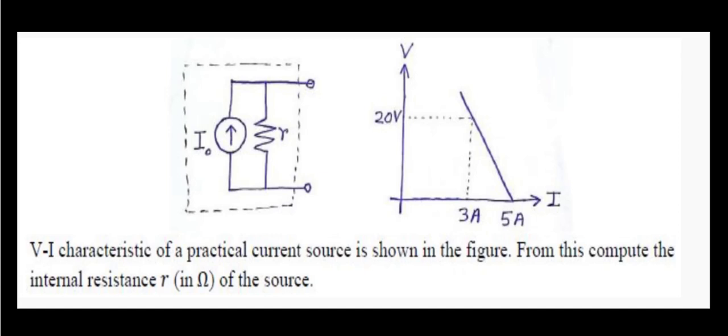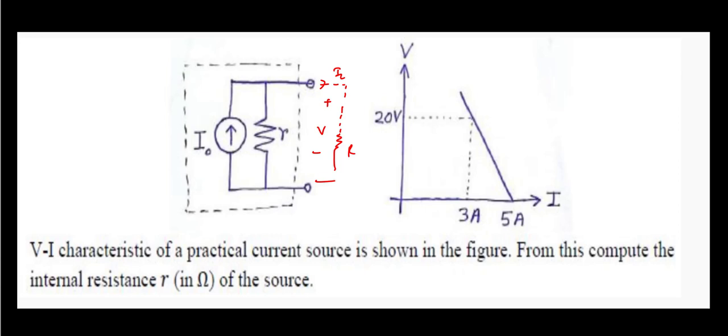So look at this question. The VI characteristics of a practical current source are given. From this, calculate the resistance. Apply the same approach. Let me have a load RL. So here there is a load RL. It is a parallel voltage, the same voltage across the load. V equals the voltage across the load.